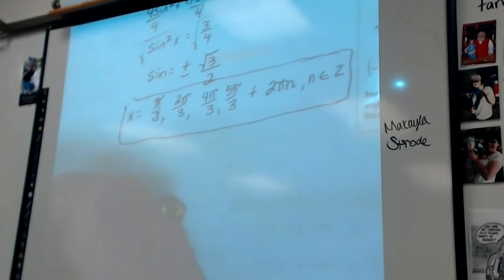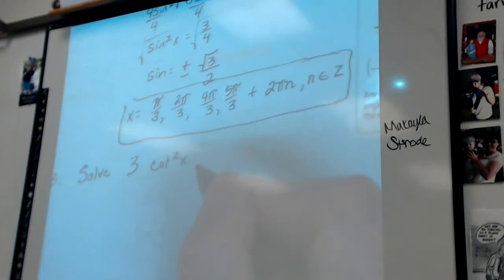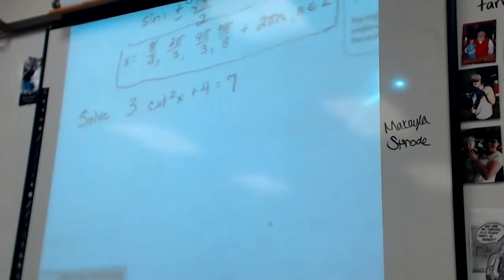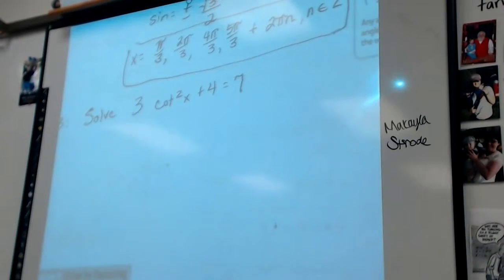Okay, good. Example 2b. Solve 3 cotangent squared x plus 4 equals 7. Minus 4.